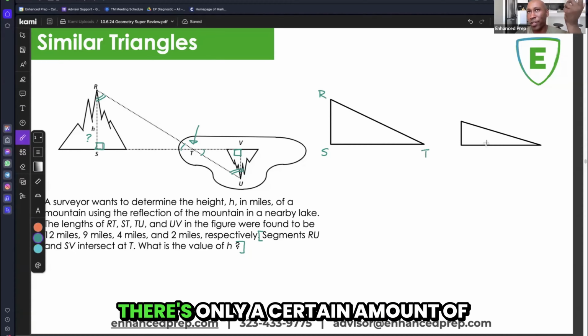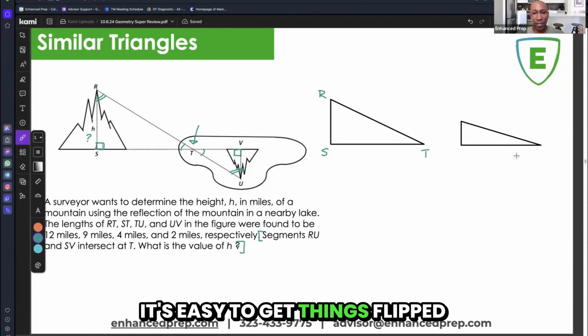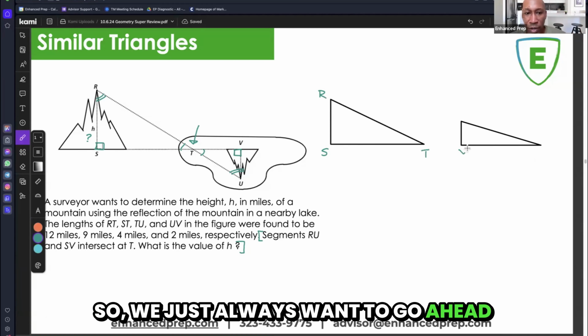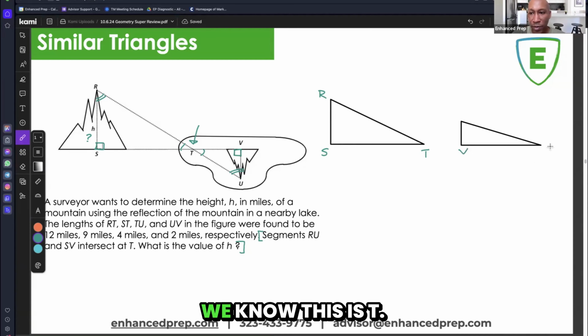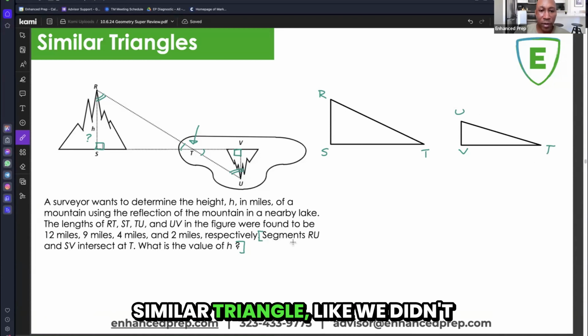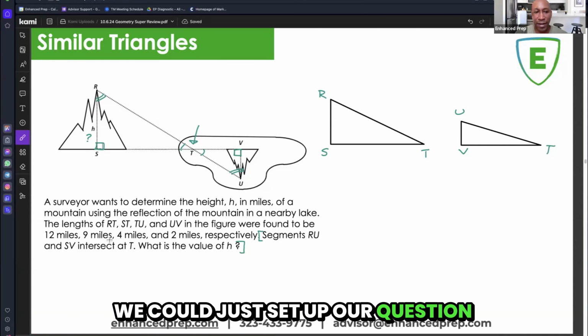Remember how we were talking about there's only a certain amount of stuff we can hold on to. And if we try to think about that, it's easy to get things flipped over or relationships mixed up. So we just always want to go ahead and redraw this one. So we know that's V, we know this is T, and we know this is U. And now we can start putting in our information, right? Just because we knew that it was a similar triangle, we didn't even have to read all that other information to start. We could just set up our question and now we can come back.